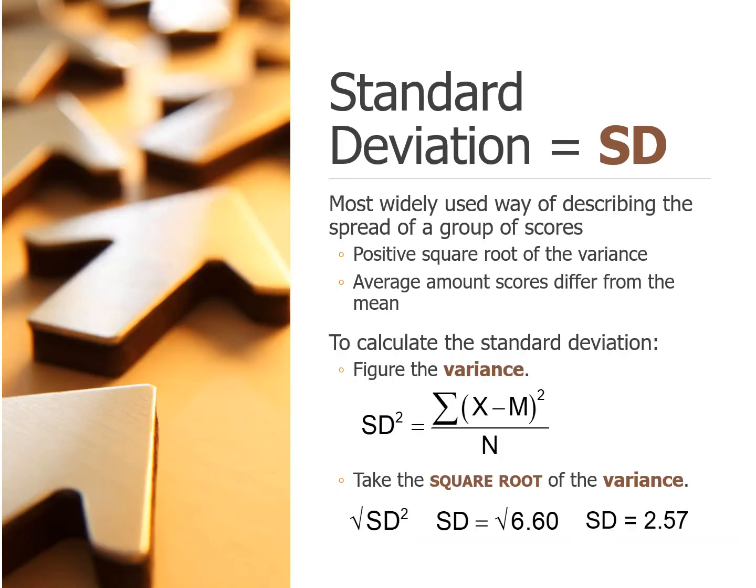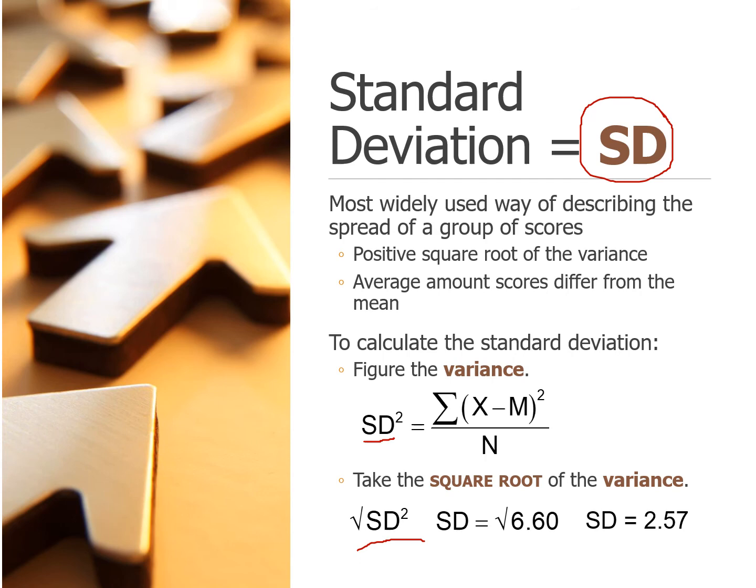Now let's talk about the standard deviation. The standard deviation is the most widely used way of describing the spread of a group of scores. So we were talking about the variance. We figured the variance is the SD squared. Notice that standard deviation right here is SD. Variance is SD squared. So once we calculate the variance, all we have to do to get the standard deviation is take the square root.